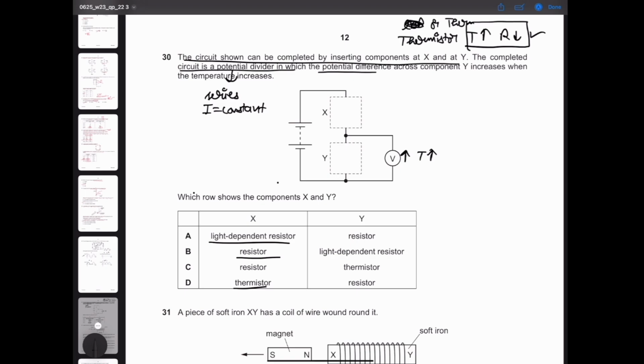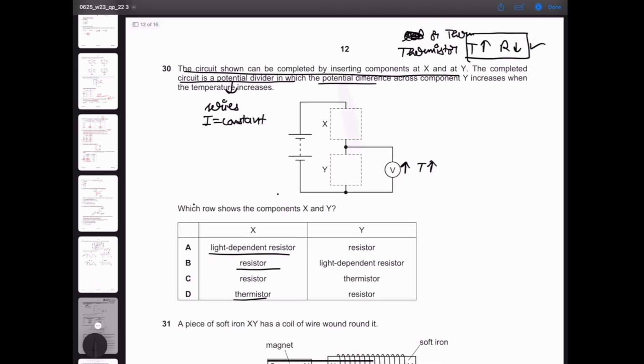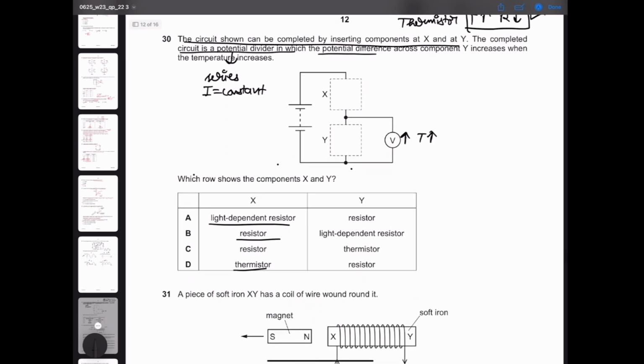All right. Now let's try to solve the question. They're saying that the potential difference across component Y increases when the temperature increases. Now just think about it. If potential difference here is increasing, the potential difference across component X must decrease. Now, if you apply Ohm's law, V equals IR, you know that I is constant, so V is directly proportional to R. You are saying V is decreasing, so R must also decrease. Let me write down here, R must also decrease.